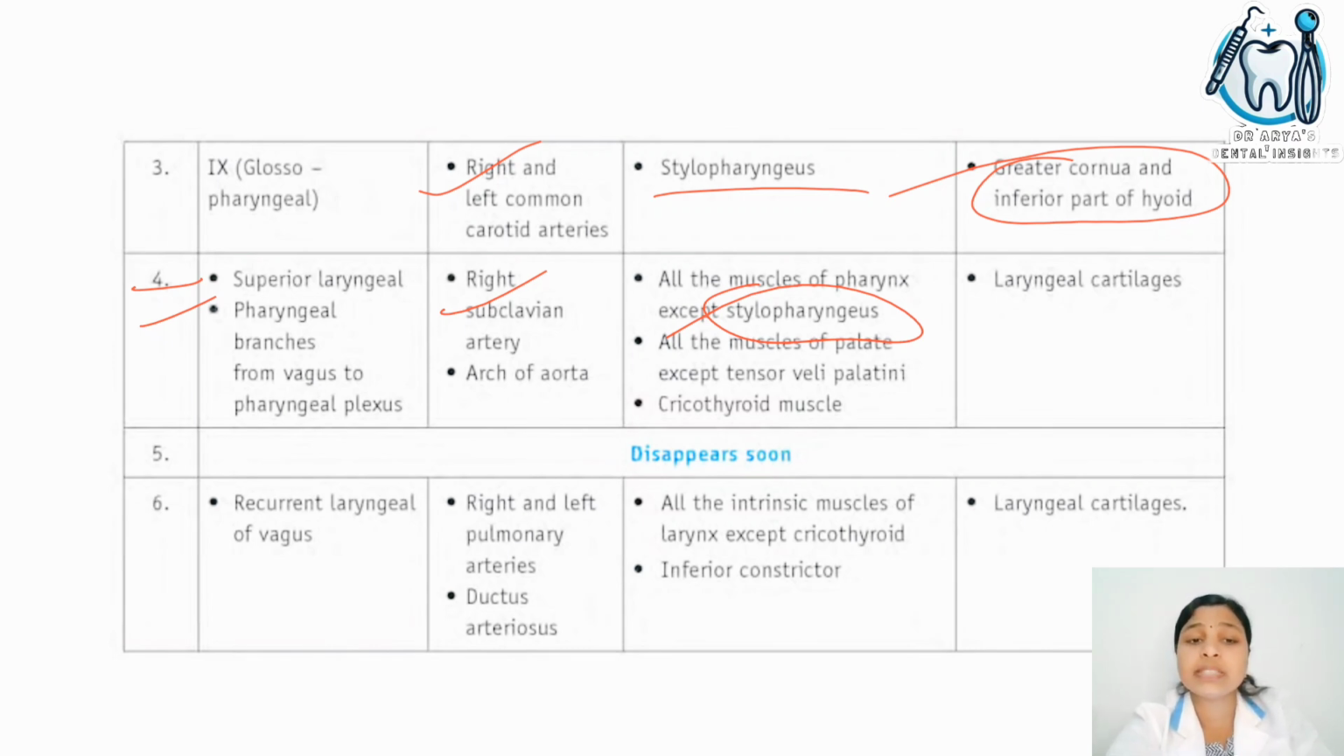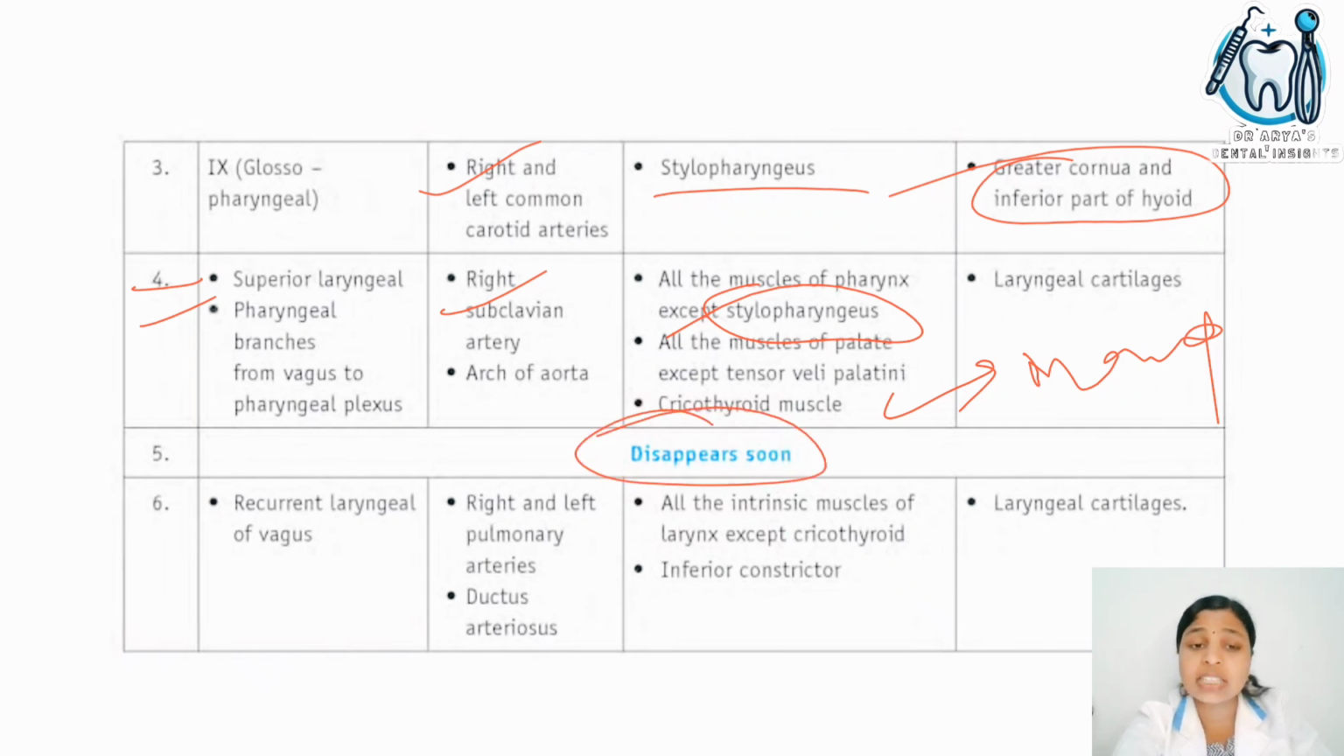And all the muscles of pharynx other than the stylopharyngeus are supplied by superior laryngeal nerve. All the muscles of palate except tensor veli palatini, because tensor veli palatini is supplied by mandibular nerve. And then cricothyroid muscle. And the skeletal component is laryngeal cartilages. Okay. And fifth arch, it disappears soon.